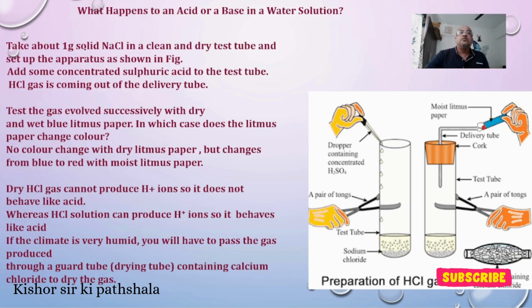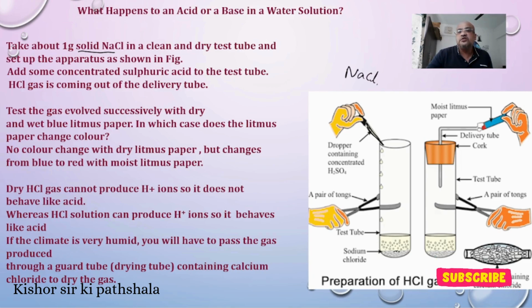For that, let's take about 1 gram of solid sodium chloride. So we are taking the salt NaCl in a clean and dry test tube. And we are going to add concentrated sulfuric acid with the help of a dropper, drop by drop from the side, by holding the test tube with a pair of tongs.